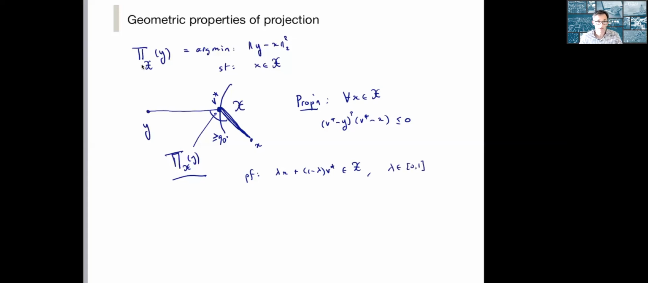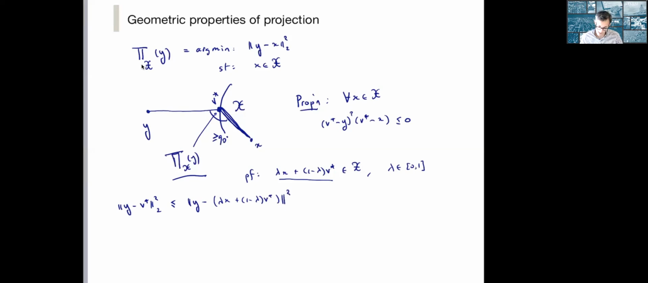Now I'm going to use the definition of v star as being the solution to the optimization problem. So what does that tell me? That tells me that y minus v star, this distance, always Euclidean norm, is certainly no greater than the distance between y and any other point in x. Which point am I going to take? Well, this point right here. So let's write that down: y minus lambda x plus 1 minus lambda v star.